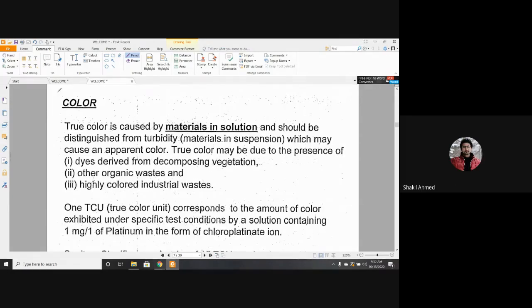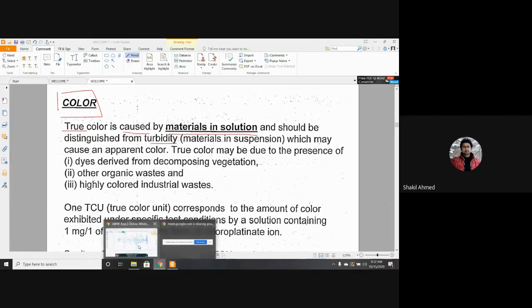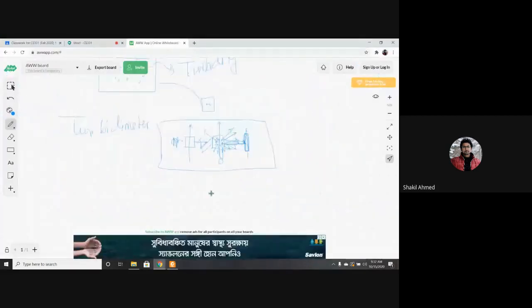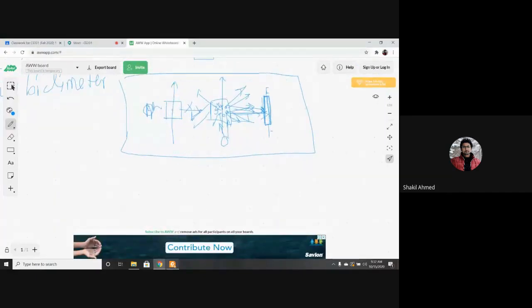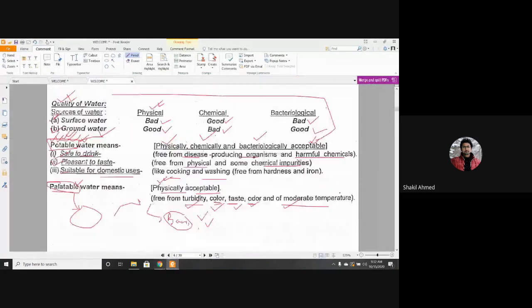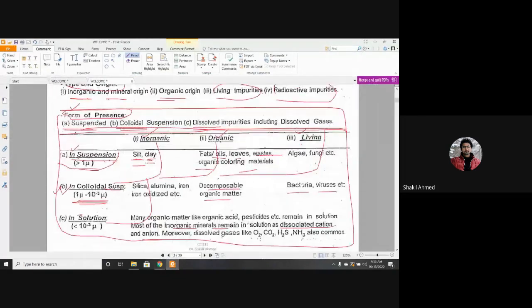Color is another parameter. Of course, if you want drinking water and that water has color, you don't want to drink it. True color is measured by material in solution and should be distinguished from turbidity. As I told you, turbidity comes from pollutants larger than 1 micrometer, and you can easily filter this out.